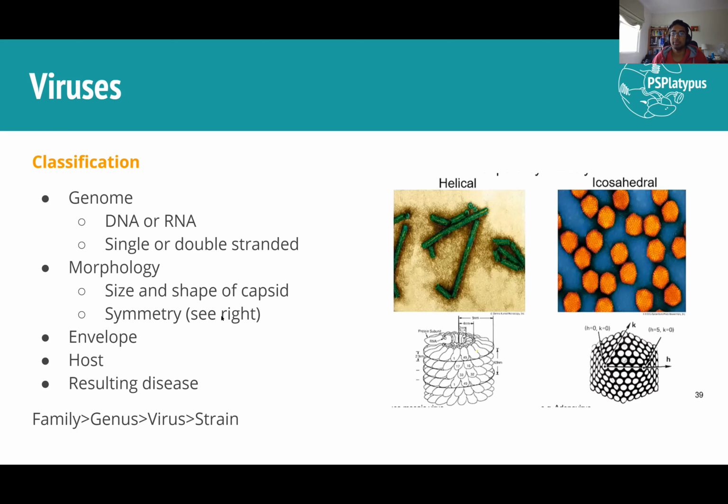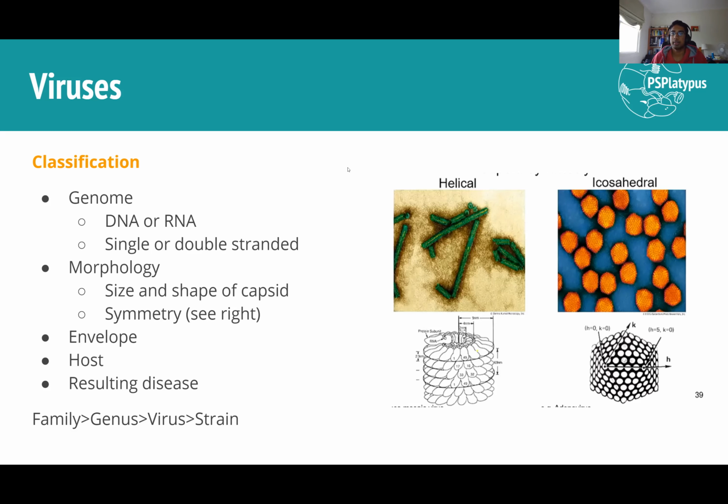And we can also look at the symmetry of the capsid. So sort of the classic one is this icosahedral shape, which is basically like a big polygon sort of shape. Whereas the helical structure here is obviously a lot longer and bigger. So you can see there's quite a big difference in shape there. The presence of an envelope. So is there an envelope or not?